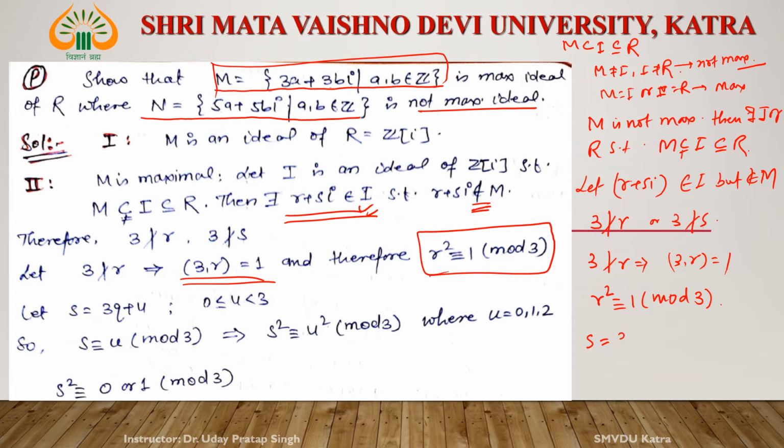S can be written as 3Q + U, where U is the remainder. The remainder is always non-negative, so 0 is less than or equal to U, and U is less than 3, not equal to. So U is either 0, 1 or 2. If U is 0, then S is divisible by 3, so the possibility of 0 does not happen.